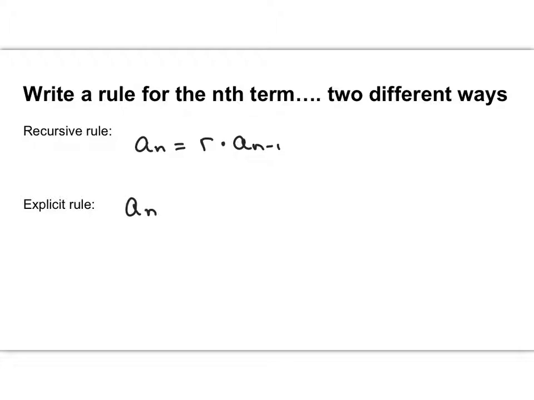And then this explicit rule, which means I can use any term and a little additional information, is the first term times the ratio to the n minus 1. Again, this n corresponds with the nth term, and this number corresponds with the term number that I have here. I can switch that up again if I needed to.